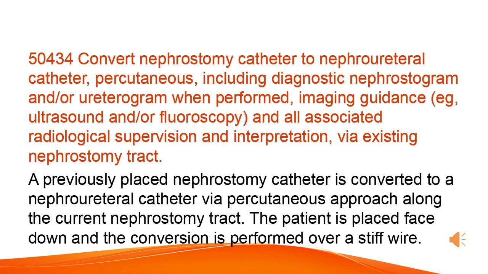Convert nephrostomy catheter to nephroureteral catheter, percutaneous, including diagnostic nephrostogram and/or ureterogram when performed, imaging guidance, e.g., ultrasound and/or fluoroscopy, and all associated radiological supervision and interpretation, via existing nephrostomy tract. A previously placed nephrostomy catheter is converted to a nephroureteral catheter via percutaneous approach along the current nephrostomy tract. The patient is placed face down and the conversion is performed over a stiff wire.